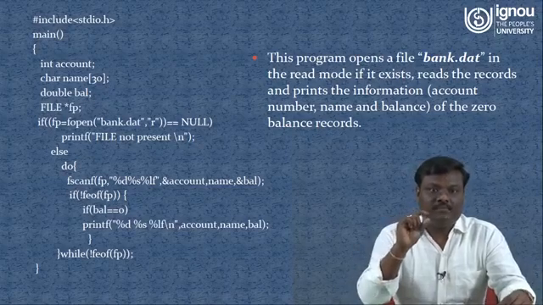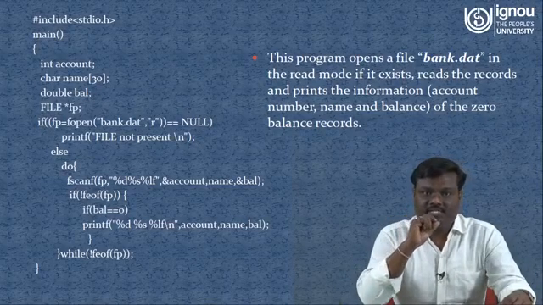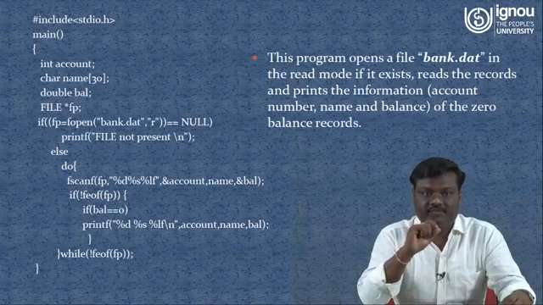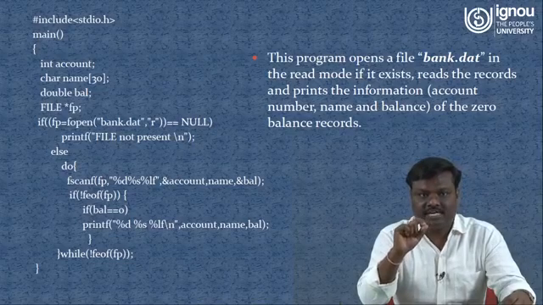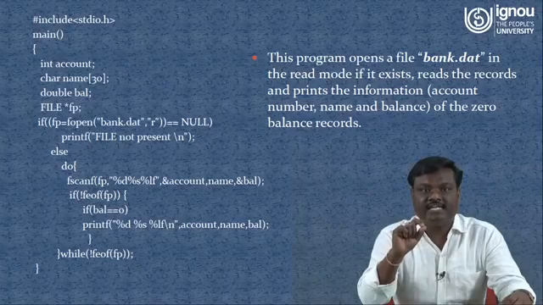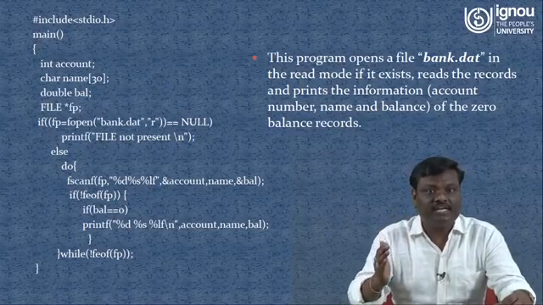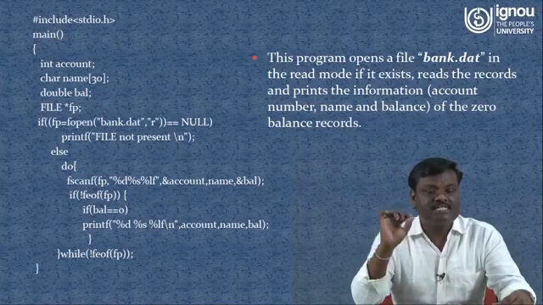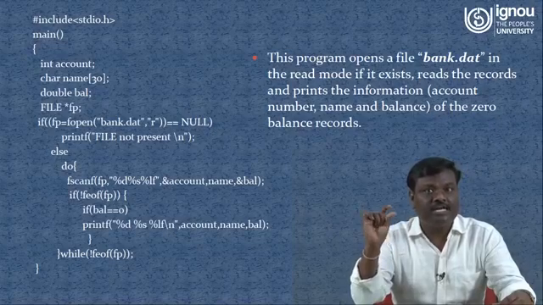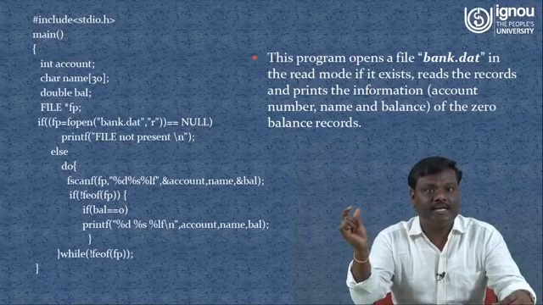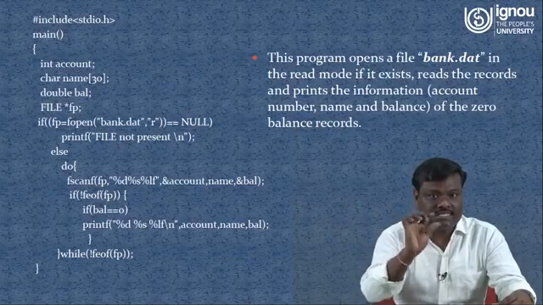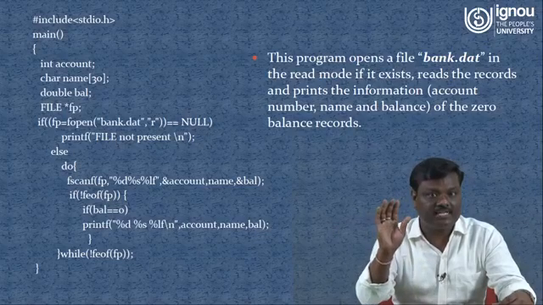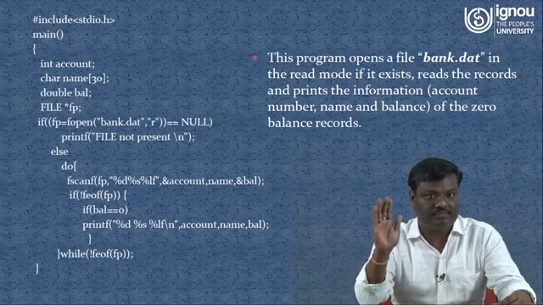You can see fscanf within brackets, that is, we are scanning the formatted input. Within the file there are 3 fields. One is the account number field, the second one is the name field, and the third one is the balance field, which exist in the same line as a record in the file.